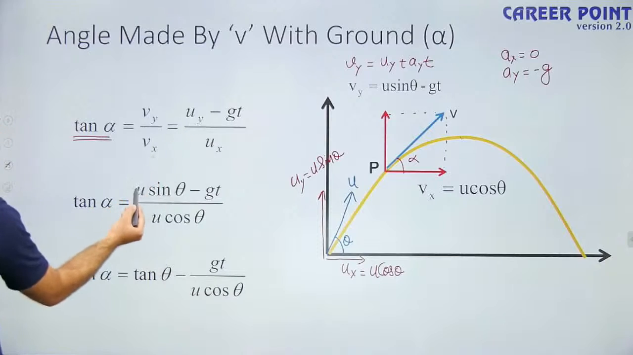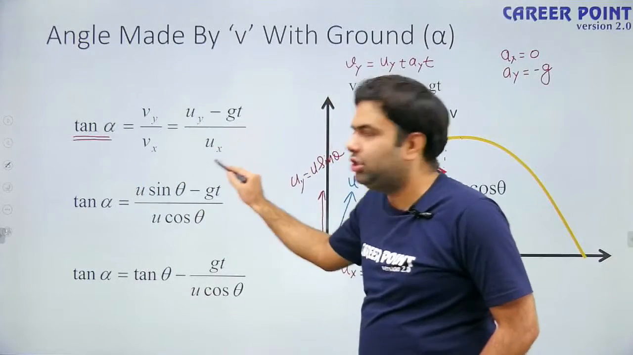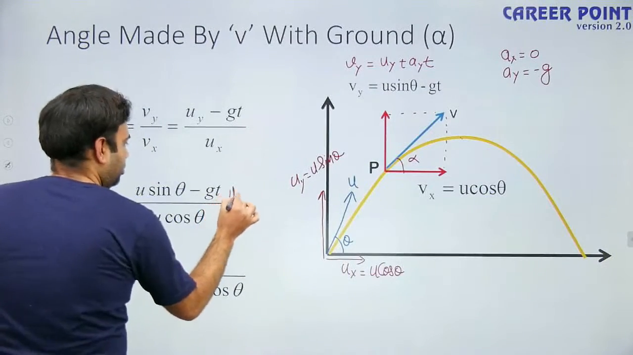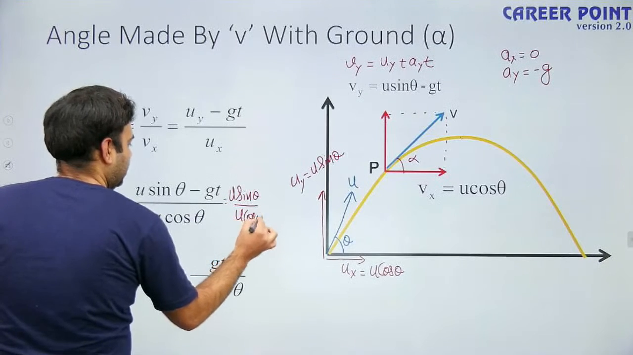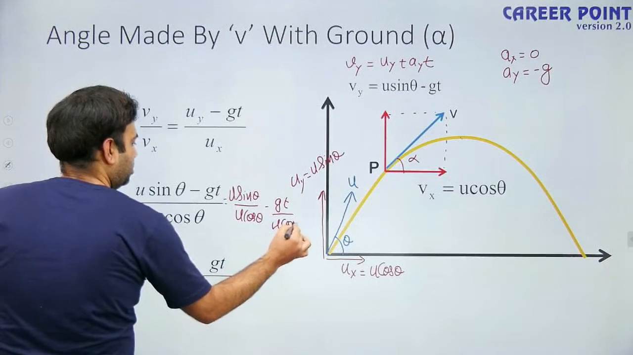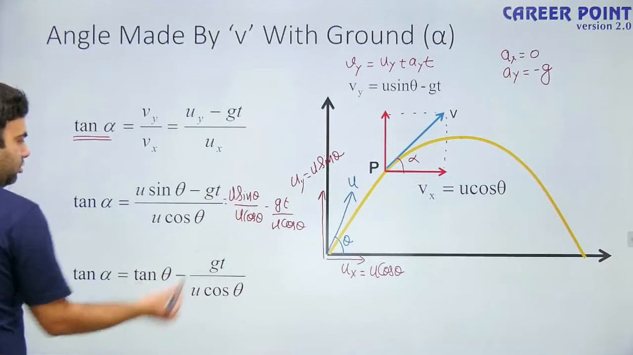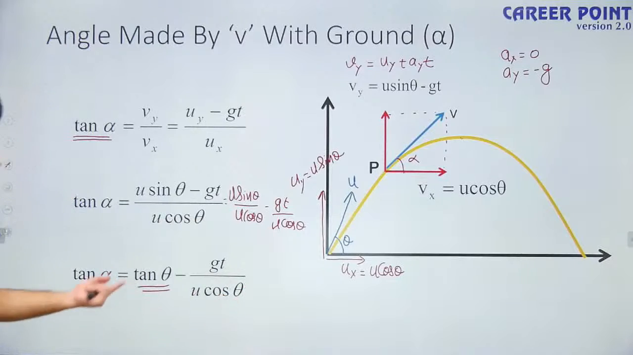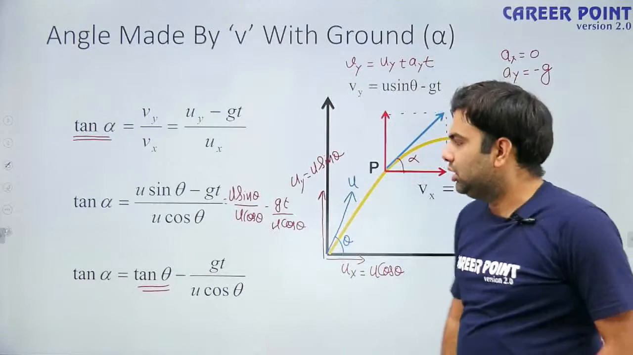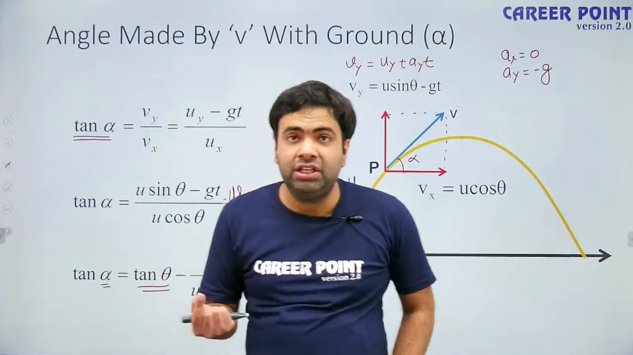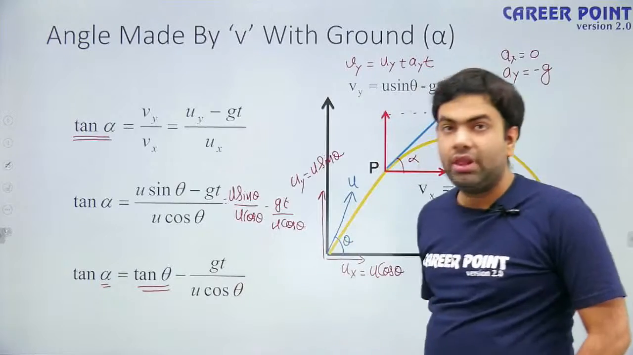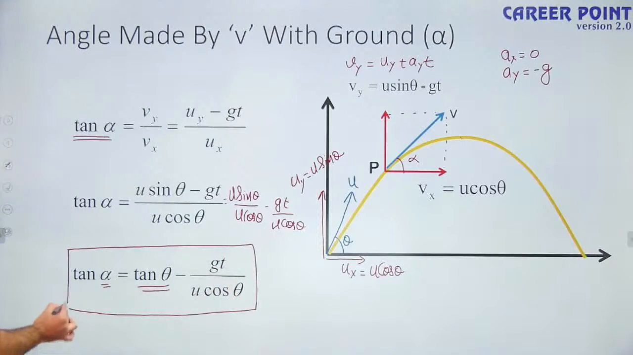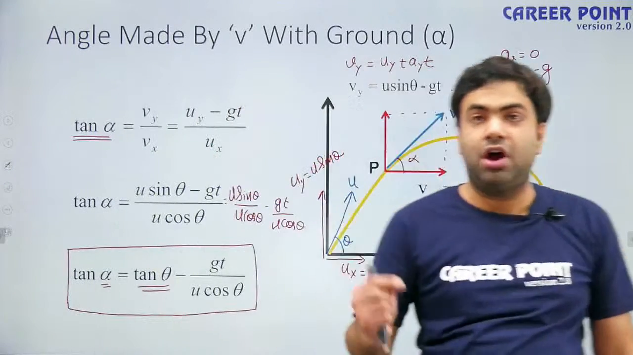Okay. Now what is uy? Uy is u sin theta, gt as it is, and ux is equal to u cos theta. If we separate it, we get u sin theta upon u cos theta minus gt upon u cos theta. So this u and u will cancel out. Sin theta upon cos theta is tan theta. So tan alpha is equal to tan theta minus gt upon u cos theta. This alpha is the angle made by velocity from the horizontal at any time t. If you put the value of t in this formula, you will get tan alpha, where alpha is the angle made by velocity at any time t from the horizontal.